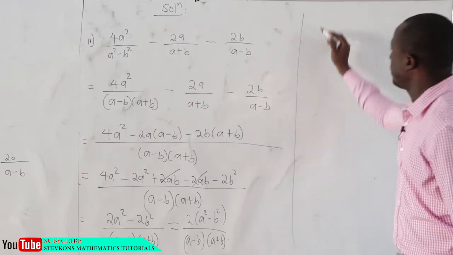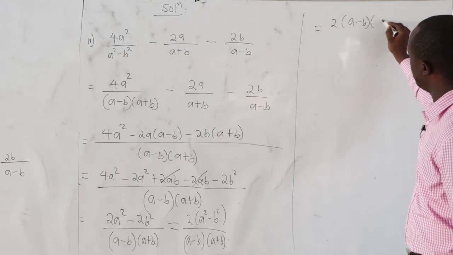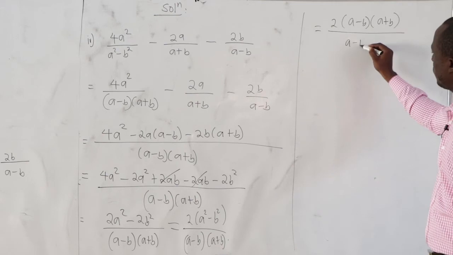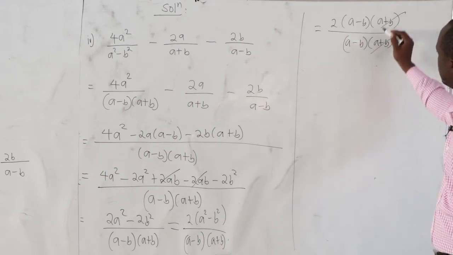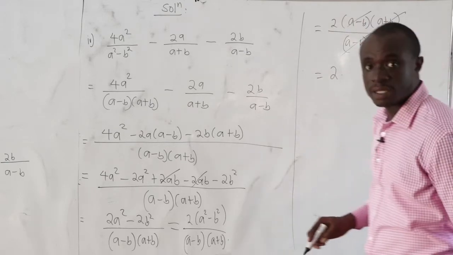Now the numerator is a difference of two squares, so we have 2(a minus b)(a plus b) all over (a minus b)(a plus b). This will cancel this, this will also cancel this, so our final answer is just 2.